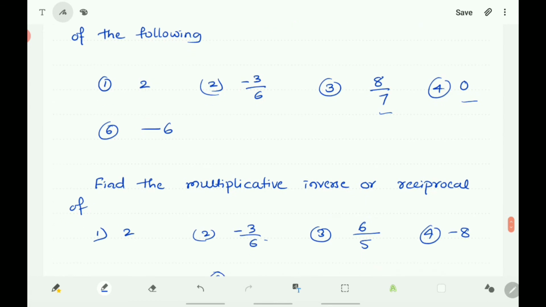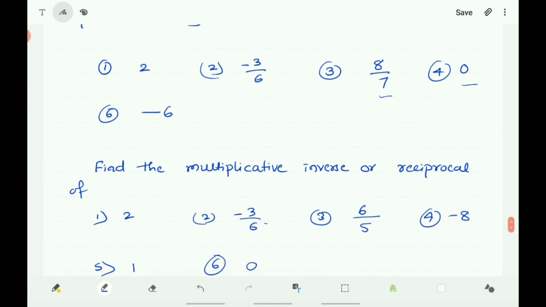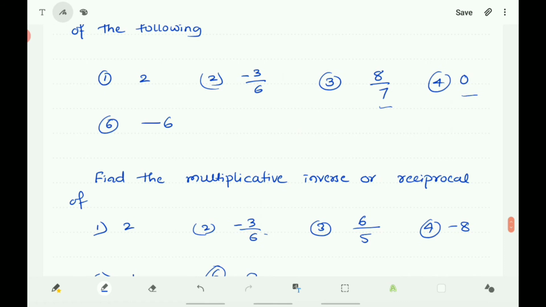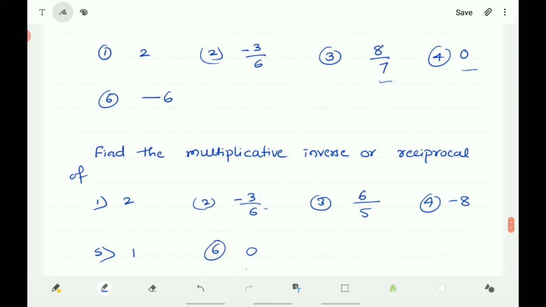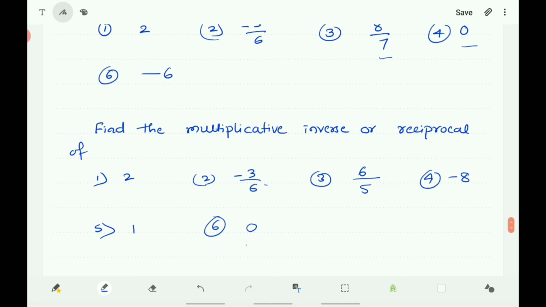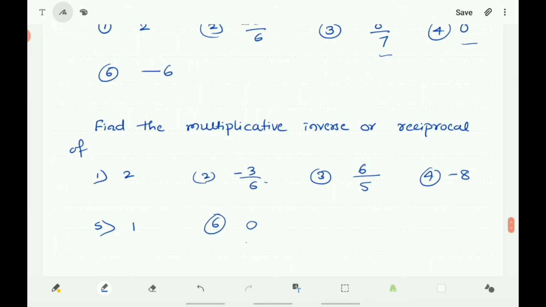Next, find the multiplicative inverse or reciprocal of the following. The reciprocal of 2 is 1 by 2, because 2 into 1 by 2 is equal to 1. And the reciprocal or multiplicative inverse of minus 3 by 6 is minus 6 by 3 you can take. Next, the reciprocal or multiplicative inverse of 6 by 5 is 5 by 6, and the multiplicative inverse of minus 8 is 1 by minus 8, that is nothing but minus 1 by 8. And the multiplicative inverse of 1 is 1.